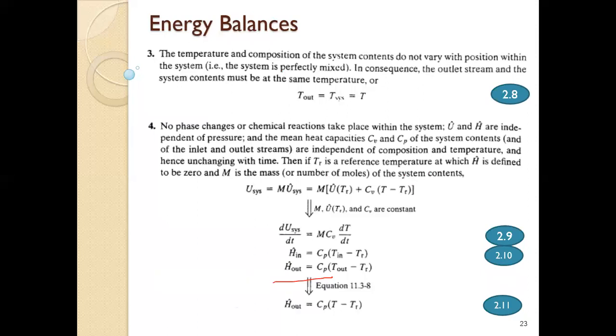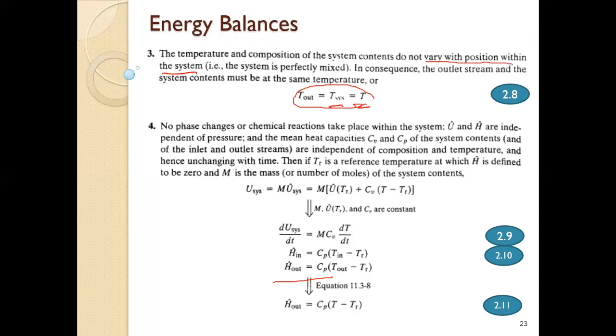Sometimes the temperature and composition of the system contents do not vary with position within the system. So T out equals the system temperature T. This is for the perfect mix, so the concentration in the reactor equals the concentration out. It is also a perfect mix where T out equals the system temperature T in the reactor.